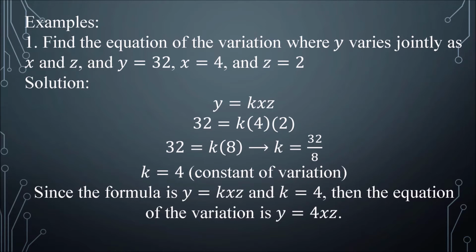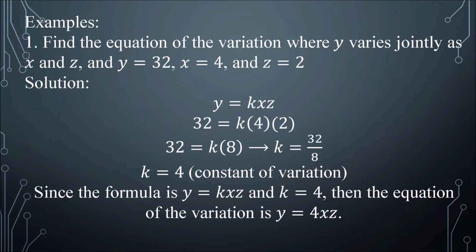So in this case, an indication that this is a joint variation is this statement, varies jointly. Now, let's go back to the formula, y is equal to kxz. As you can see, y is equal to 32, x is equal to 4, and z is equal to 2. So, we will substitute 32 to y, and then 4 to x, and then 2 to z.